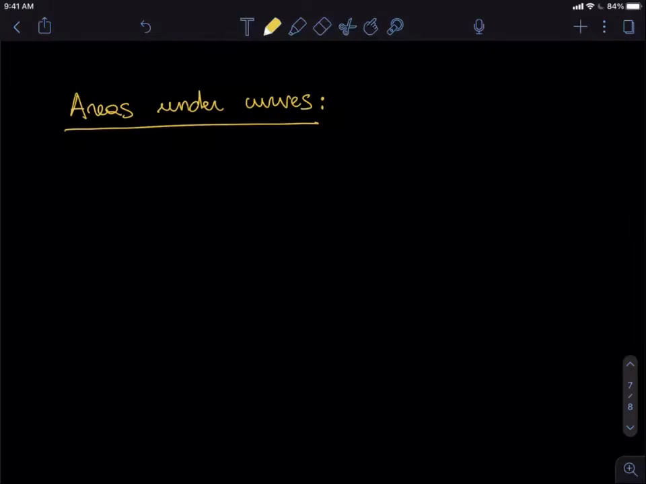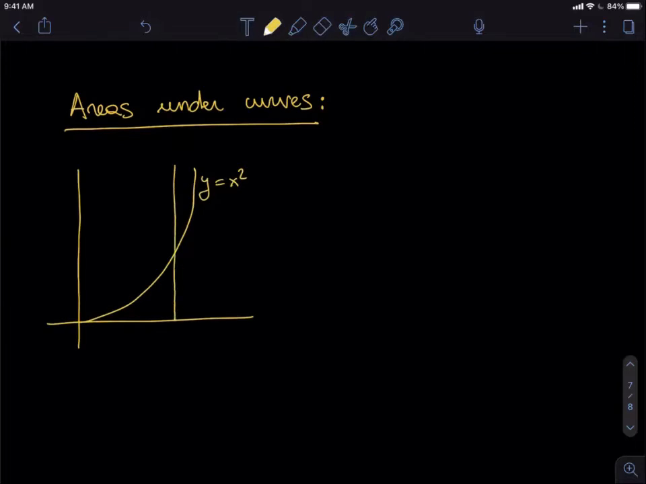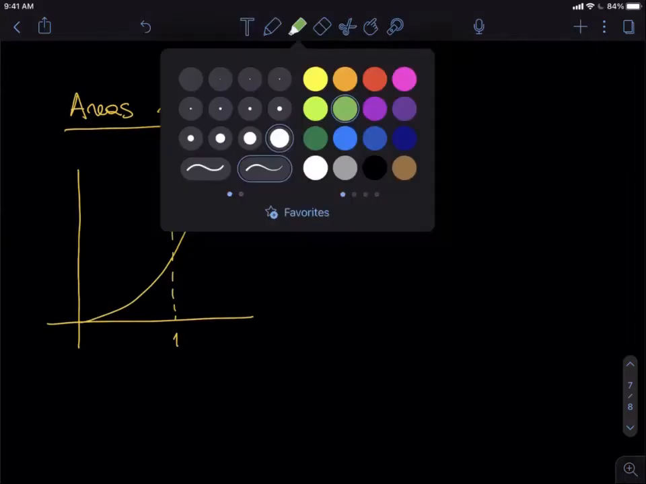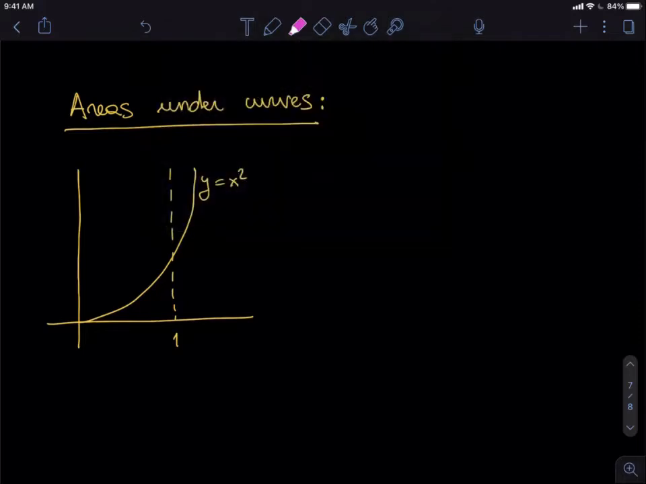Let's talk now about the problem of finding the area under a curve. Okay, let's start with a parabola. Let's say we want to find the area that is under the curve between x equals 0 and x equals 1. This area over here.